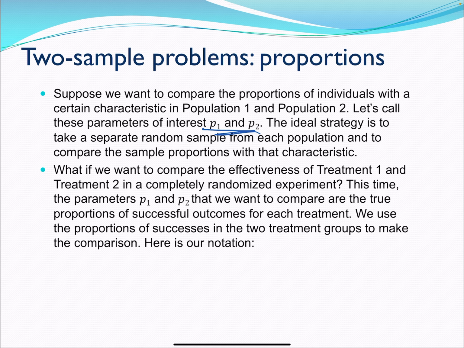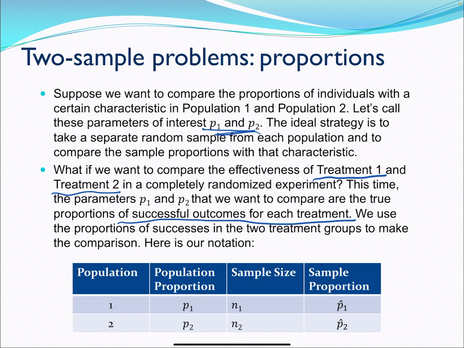So what if we want to compare the effectiveness of a treatment and another treatment, so treatment 1 and treatment 2, in a completely randomized experiment? This time, the parameters P1 and P2 that we want to compare are the true proportion of successful outcomes for each treatment, right? And we use the proportion of successes in the two treatment groups to make the comparison.